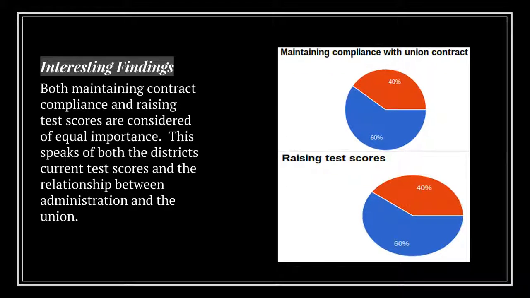Some interesting findings were that maintaining compliance with union contracts and raising test scores actually had the same level of importance among these 5 administrators. This shows that the district's current test scores are relatively high, and building administrators may feel that what they're doing is working and that the scores don't need to come up anymore, but they just need to be maintained. And also maintaining compliance with union contract, they saw that as very critical. And some might say that maybe there's a contentious relationship between the union and the administration, which isn't actually true in Plain Local. There's a very good relationship between building administrators, the superintendent, the school board, and the current union administration.